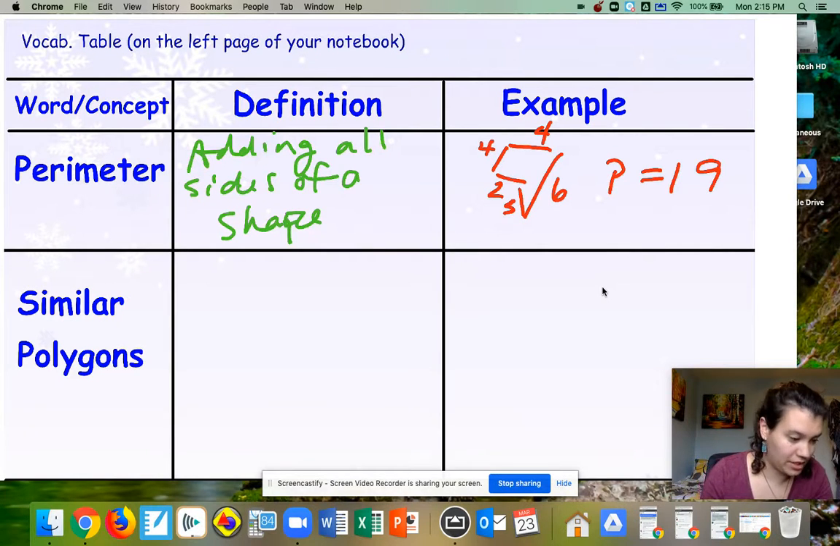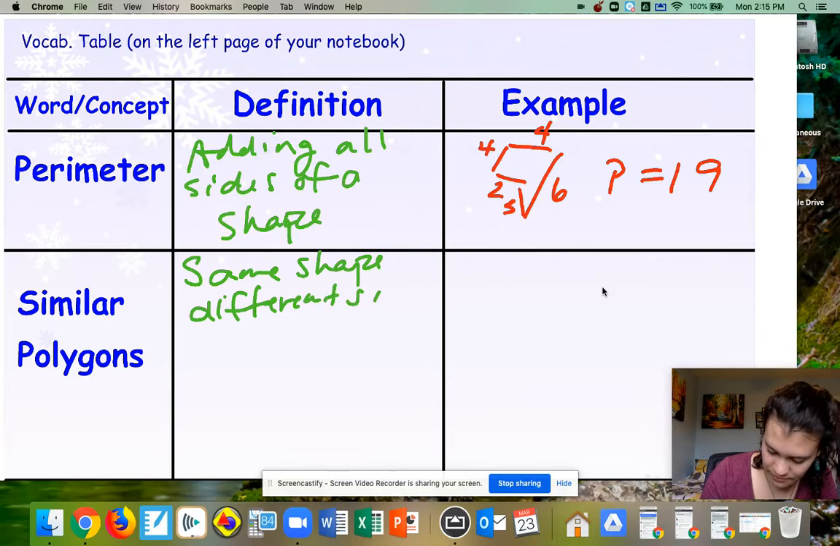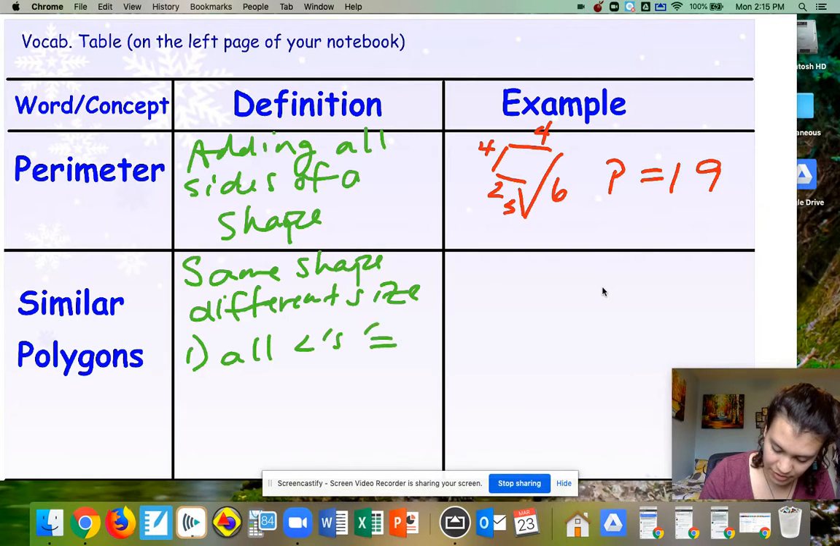And similar polygons, this is also a review, but they're the same shape but a different size. It's like a circle, but one bigger than the other. So your same shape, different size. Two things have to be true. All the angles have to be congruent, and all the sides have to be proportional.